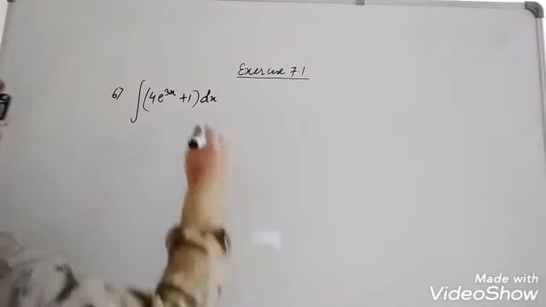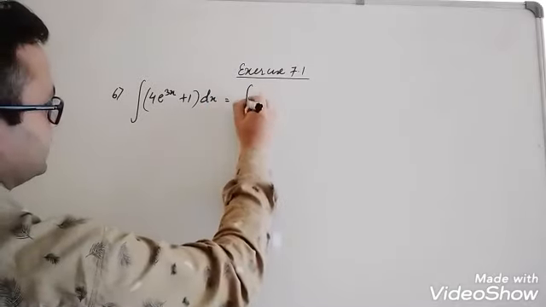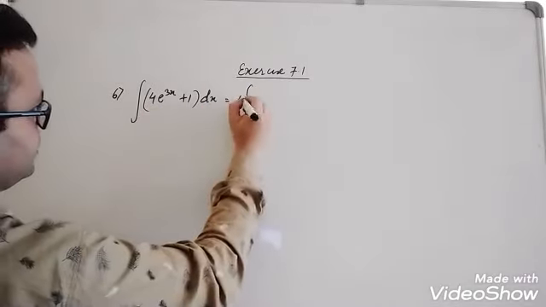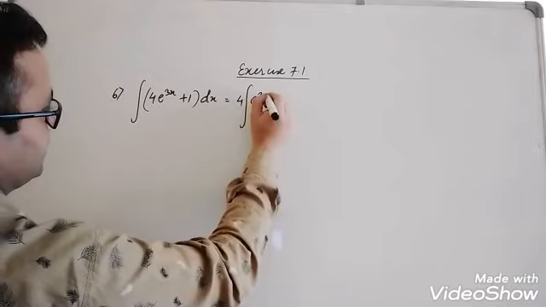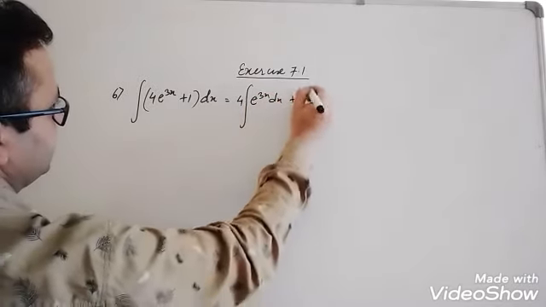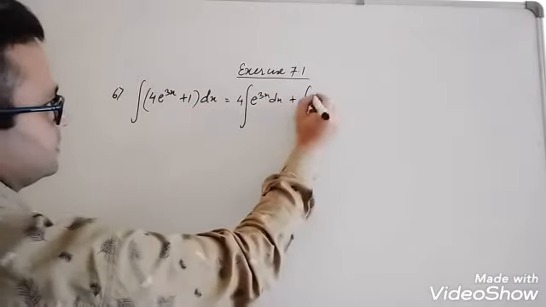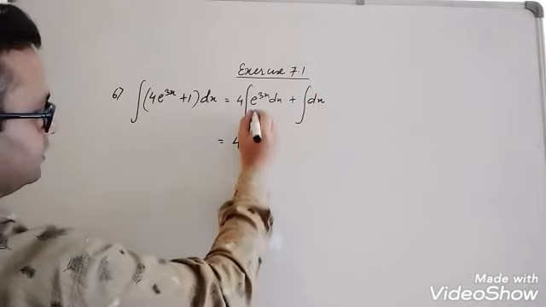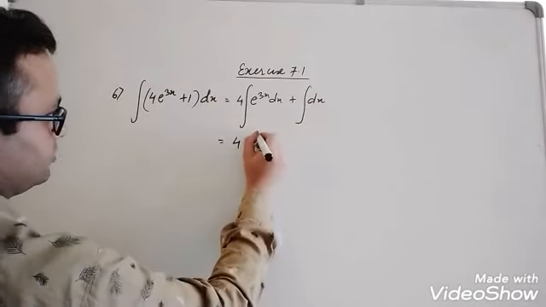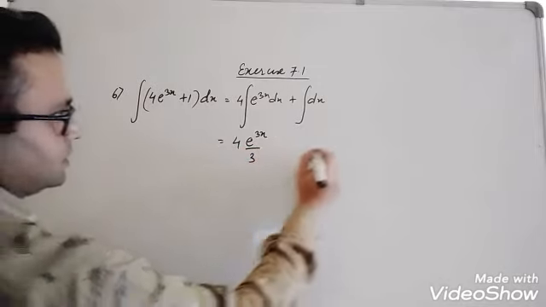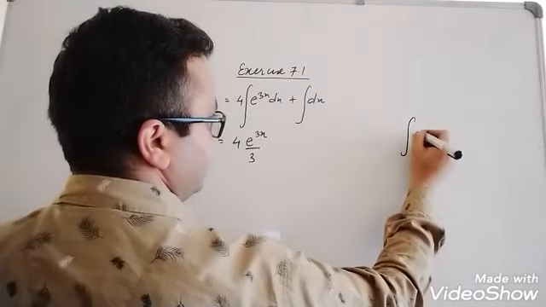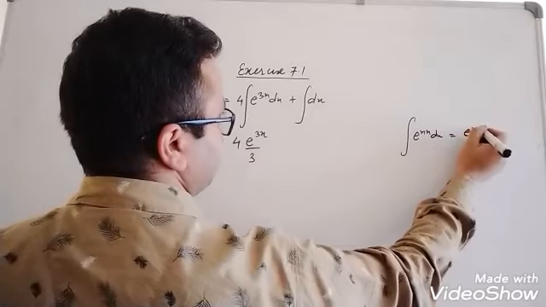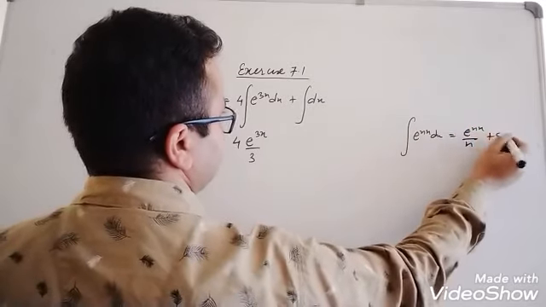Now solve this. This equals integration. Now we can separate. So 4 take outside, e to the power 3x dx plus integration 1 into dx is dx. So this equals 4. Now integration of e to the power 3x is e to the power 3x by 3, because integration of e to the power nx is e to the power nx by n plus c.